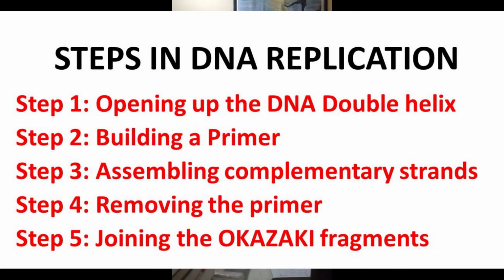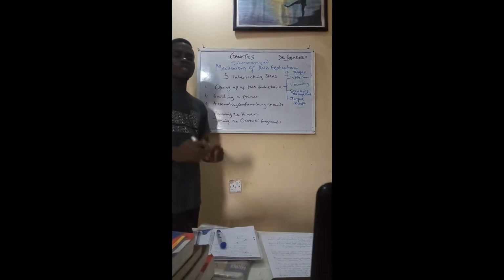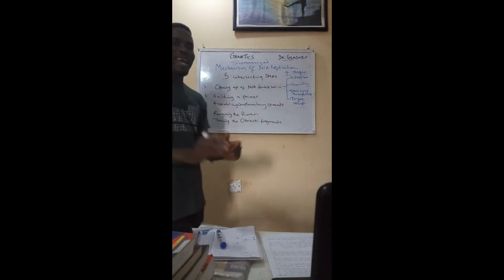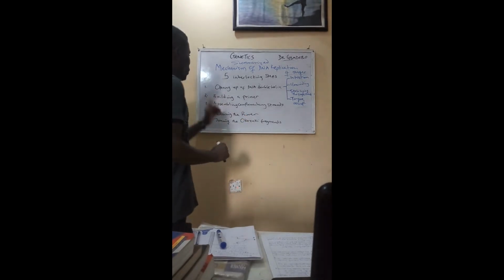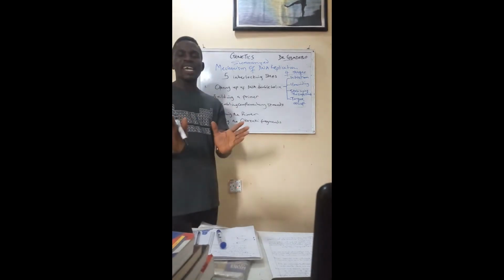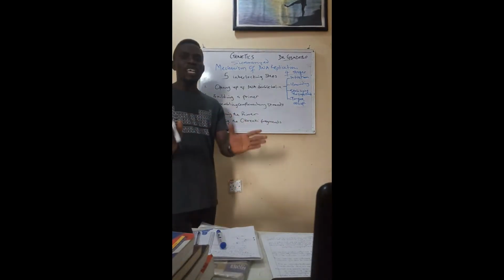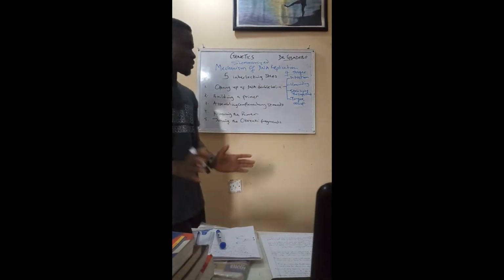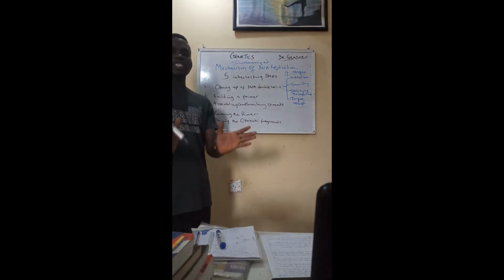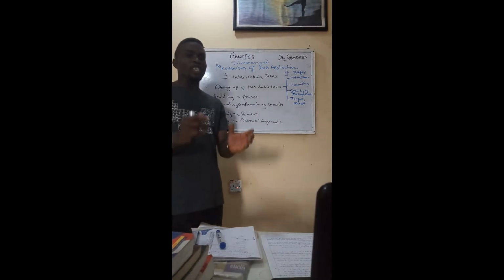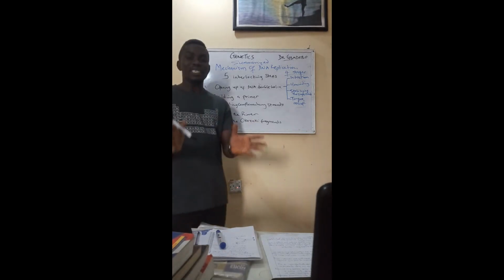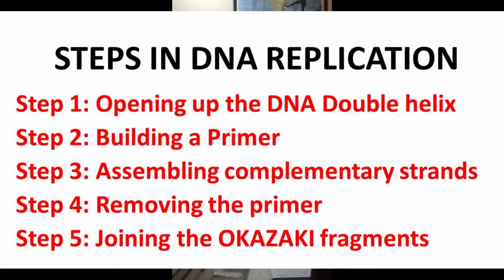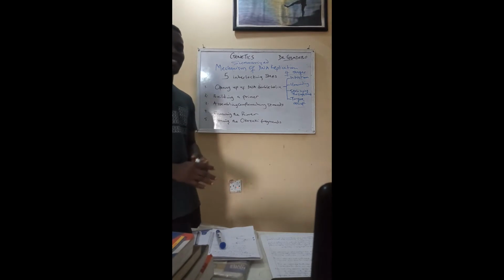Now, what are these steps? Number one is opening up of the double helix. Number two, building a primer. Number three, assembling complementary strands. Number four is removal of the primer. And then the last step is number five, joining the Okazaki fragments. Joining the Okazaki fragments is the last step in DNA replication.